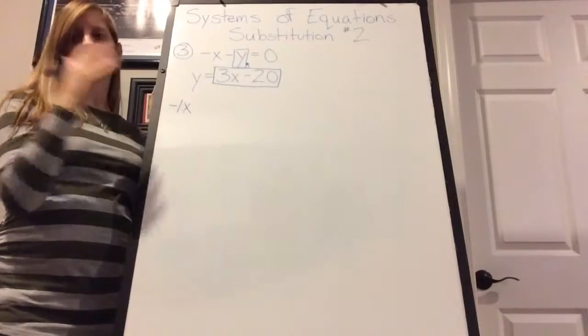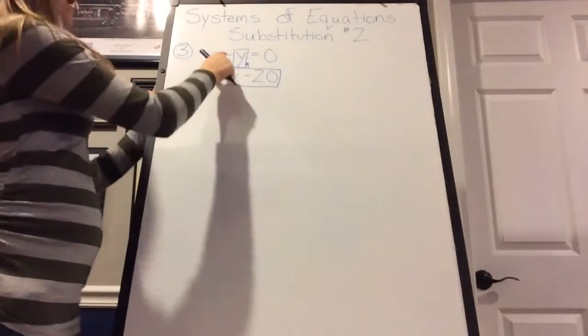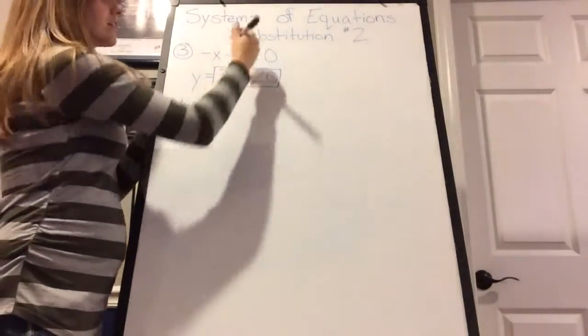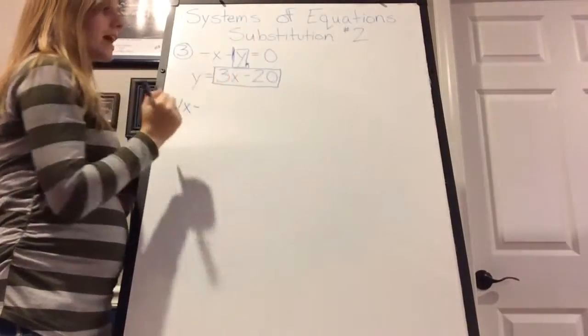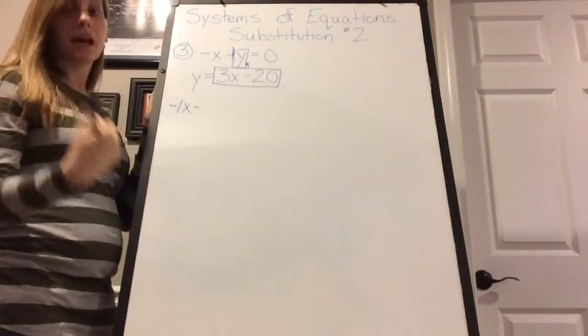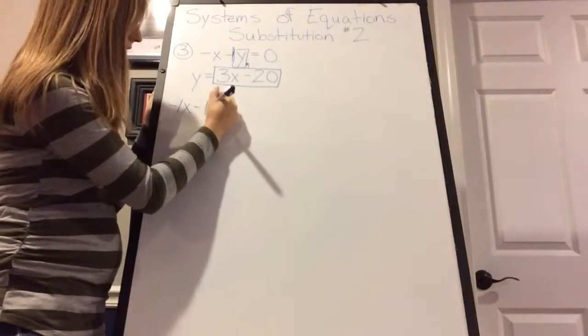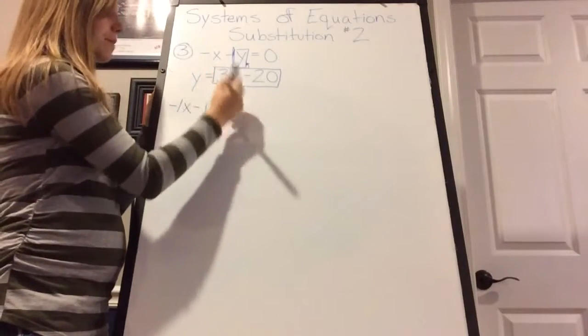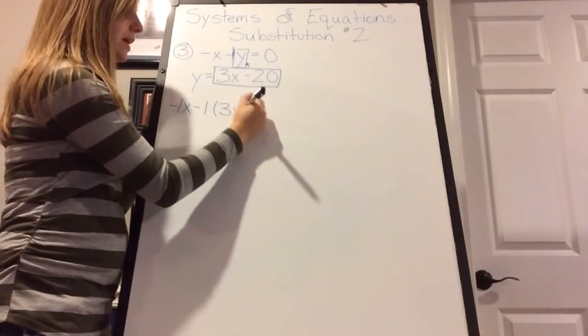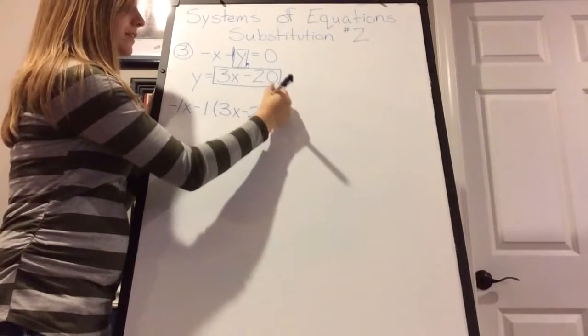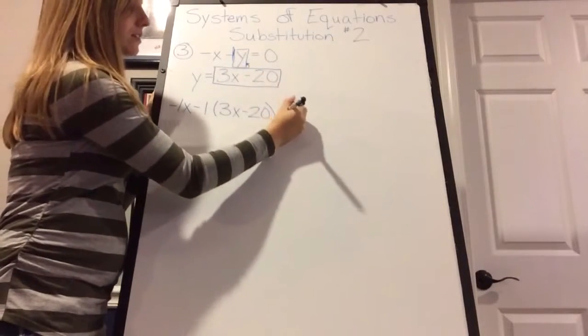So I'm going to put that 1 just so I don't forget. So after that, I put minus. There is a 1 in front of this y as well. They did not write it, but I'm going to. So minus 1, and then in parentheses, I put 3x minus 20. And then the equal sign and 0.